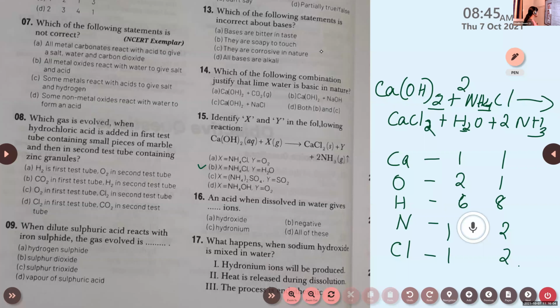Yes. And question number 16. Hadi Amin, can you read? An acid when dissolved in water gives dash ions. Option A, hydroxide. Option B, negative. Option C, hydronium. Option D, all of these. Which one? Hydronium. Very good. It's hydronium, because acids give H+ ions or hydrogen ions. It will combine with water to form hydronium ions, H3O+.